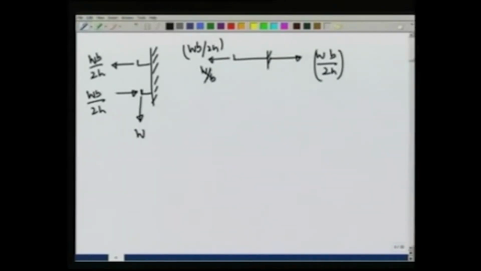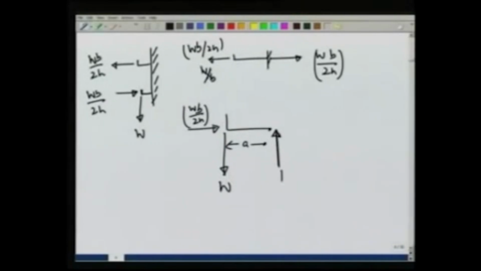For the lower support, the situation is slightly more complicated. This distance is A, there is a force W down, there is a force W B over 2 H this way. Therefore, at the wall, with respect to this point, there would be a force to balance the vertical force F y. To balance the horizontal force, there will be a force F x, and there will be a torque tau. Let us see what these values are.